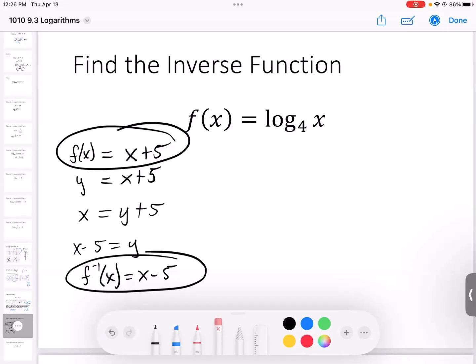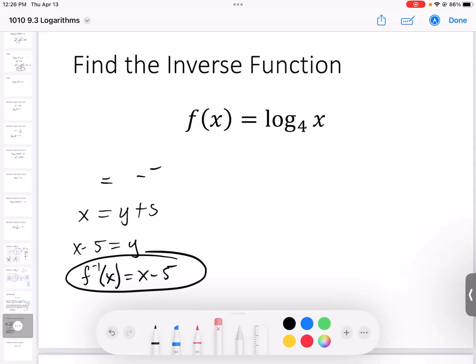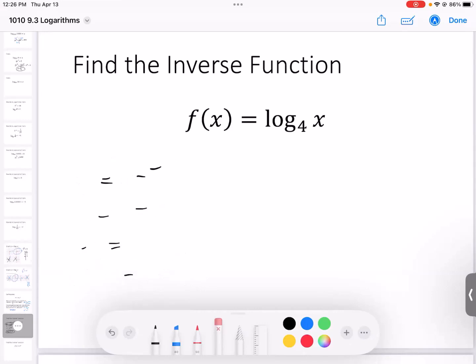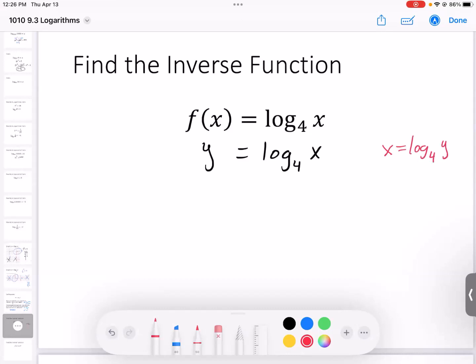And the process for finding the inverse function of a logarithm is the exact same way. And your answer will pretty much always be an exponential function because logarithms and exponential functions undo each other. So first of all, we'll rewrite this equation with a y, and we'll write this function as y equals log base 4 of x. And then to find the inverse function, I'm going to switch my x and my y's. So I'm basically making a new function where x equals log base 4 of y.